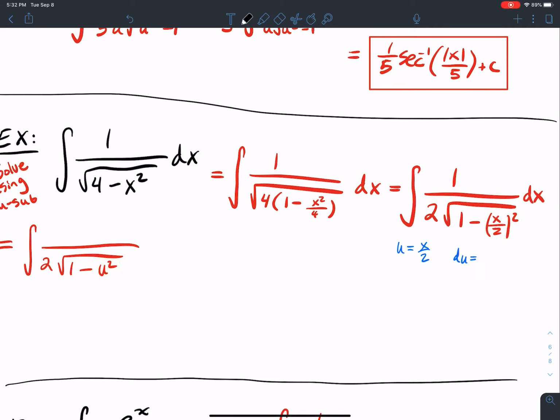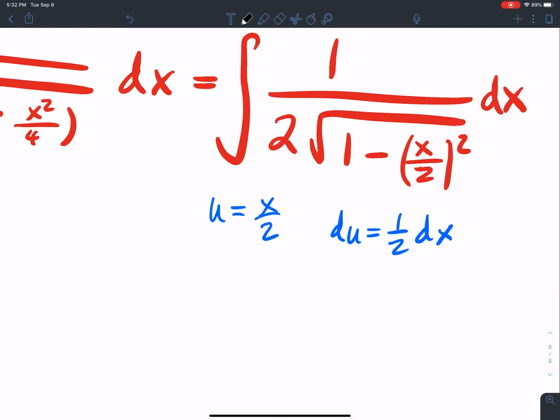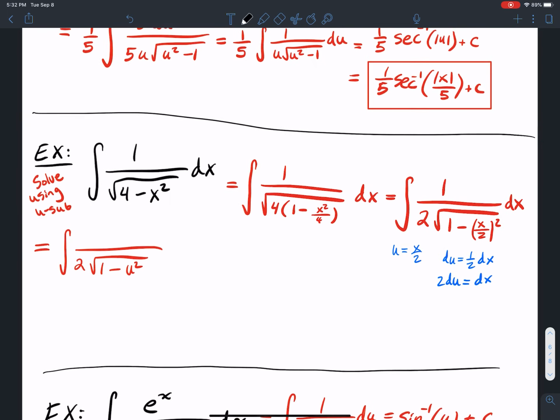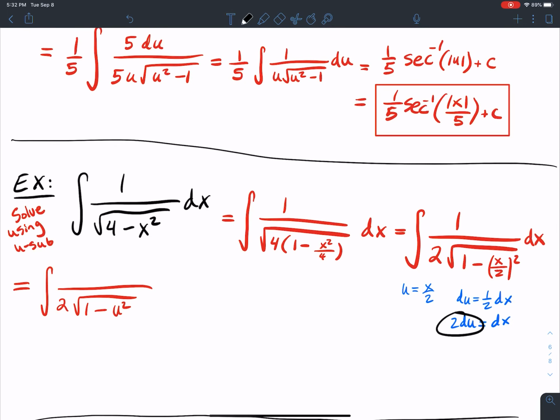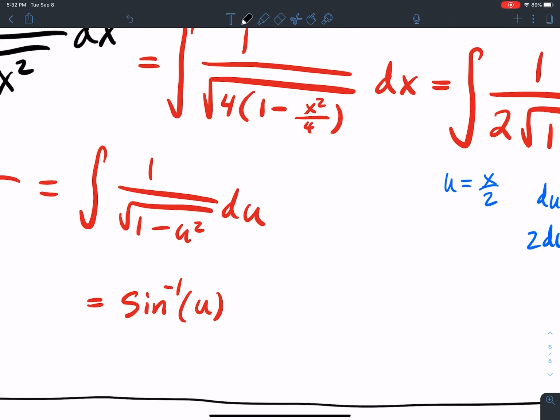And then my differential, du, is 1 over 2 dx. Okay? And to solve for dx, to replace dx, I need to multiply both sides by 2. And so everywhere I see a dx, I'm going to put a 2 du. So replace dx with 2 du here. And guess what happens? The 2 here and the 2 here cancel with each other. And so I get 1 over square root 1 minus u squared du. And this, my friends, is the exact definition of arc sine or sine inverse of u plus c.